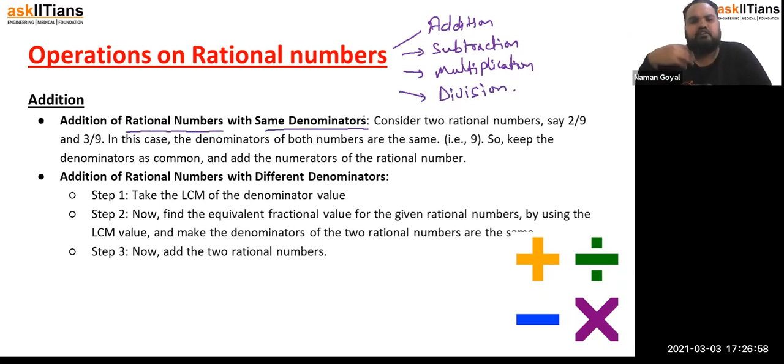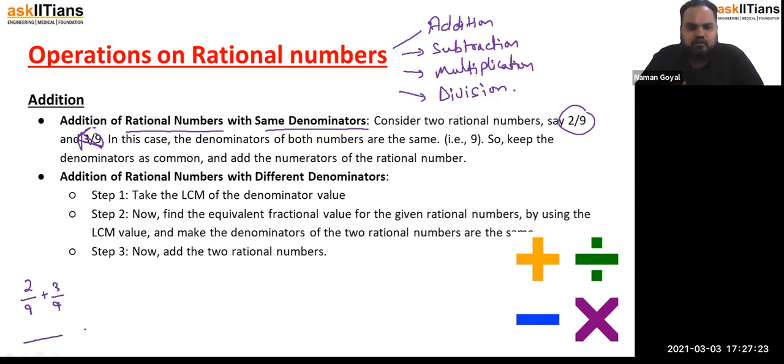Now see, addition of rational numbers with same denominator. If we have the denominator same, there are two possibilities: denominator is same and denominator is different. If denominator is same, then it is very easy to solve, right? Now consider two rational numbers, say 2 by 9 and 3 by 9. We have to take the common denominator as 9. Now numerators are added, so it will give 5 upon 9 as the answer.